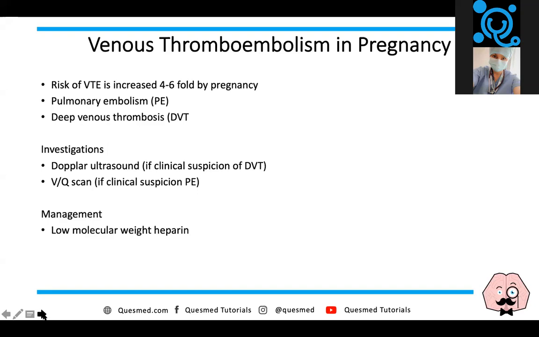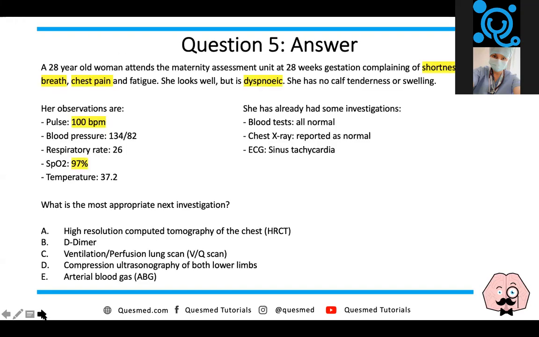So looking back at the question here, we've got a woman in her 3rd trimester and she has shortness of breath and chest pain. On observation, she's tachycardic and her SpO2 is down a little. Everything else seems normal, and we've already done those preliminary investigations. So we've done blood, chest x-ray and ECG. So what's next? A high resolution CT of the chest? Well, no, we don't want to be doing high resolution, high radiation scans of the chest if we can possibly avoid this. We would consider doing a CTPA if a VQ scan was unavailable or if the woman opted for that, but we wouldn't do a high resolution CT of the chest.